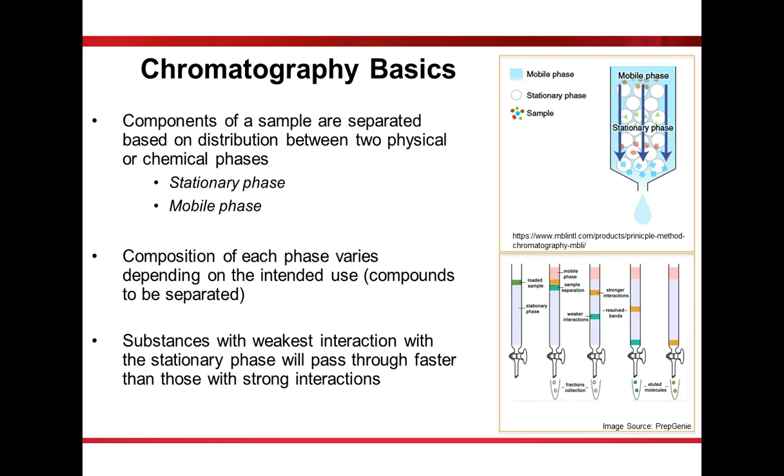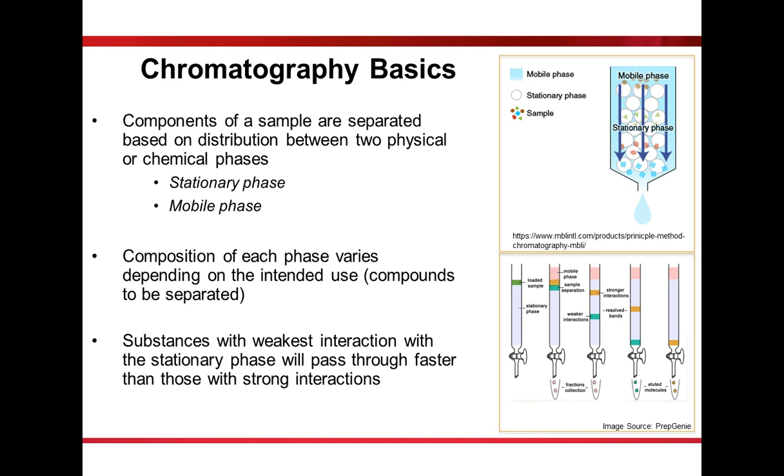The components of the sample are separated based on the distribution between two phases. There's a stationary phase, which is, as it sounds, stationary, stays still. And then there's a mobile phase, which is pushed through the stationary phase. Now, the composition of these two phases can vary depending on the intended use. And by that, I mean it depends on what compounds you're trying to separate. So the user gets to choose the properties of each of these phases.